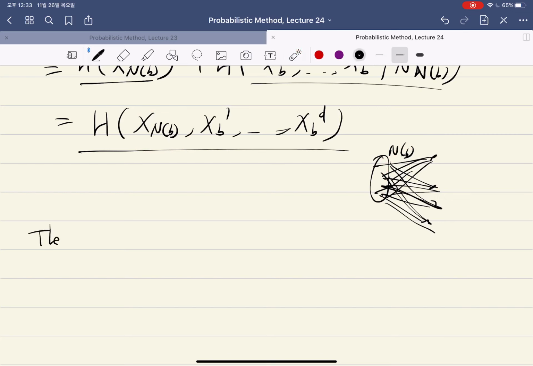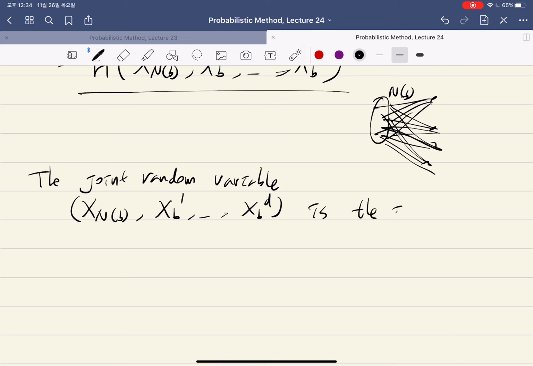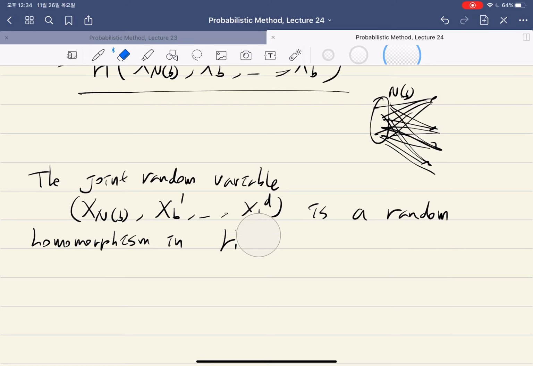So the joint random variable X_{N_B}, X_{P_1} to X_{P_D}, is a random homomorphism from K_{D,D} to H with a certain distribution.